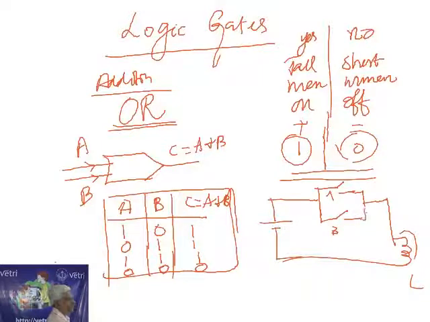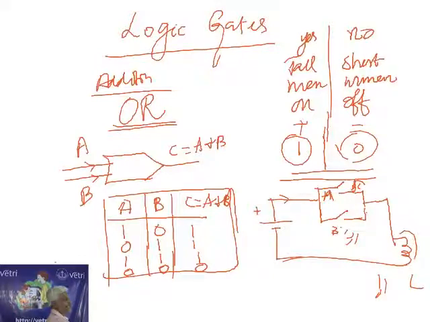What happened here? Suppose gate A is closed, 1, and B is open. The current comes through A and the bulb will glow, answer is 1. This is the first truth table row. The second one, A gate is open, B gate is closed. The current comes through B, again the bulb will glow.